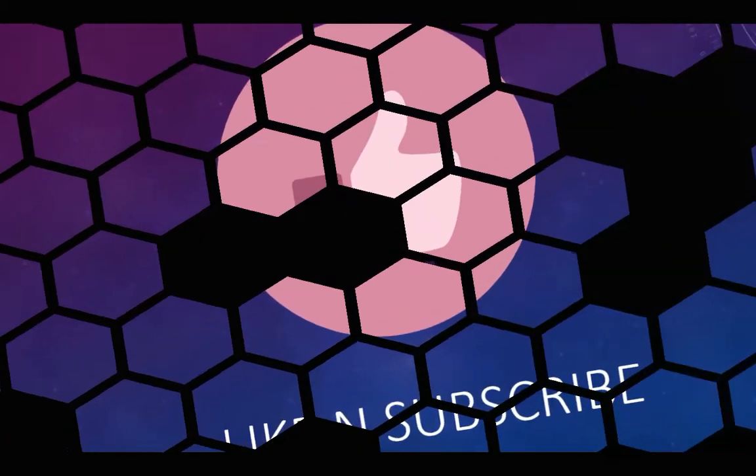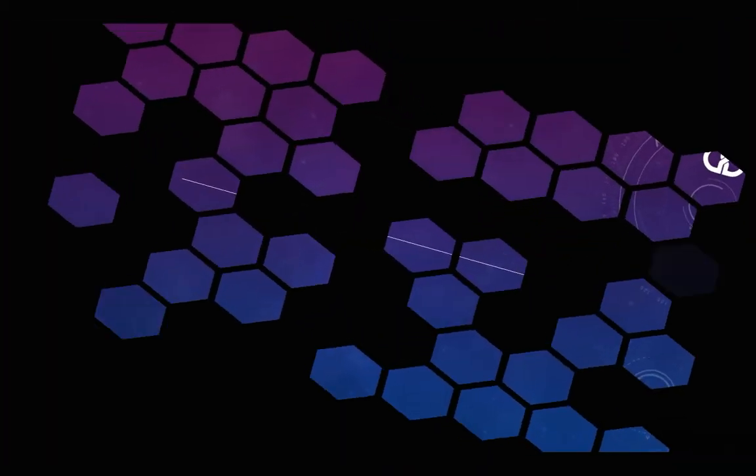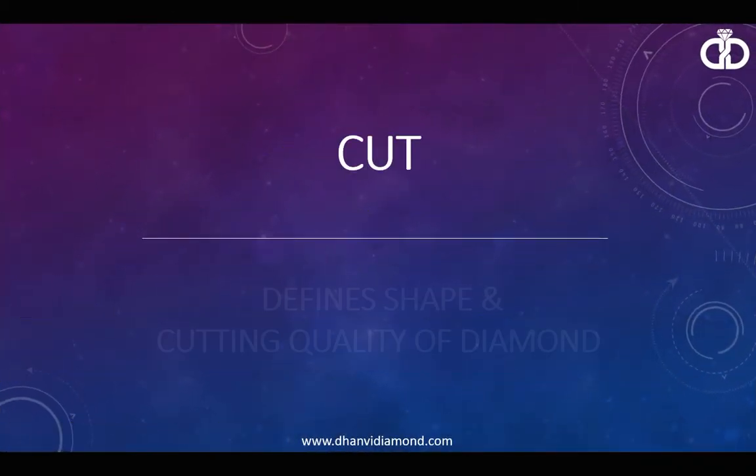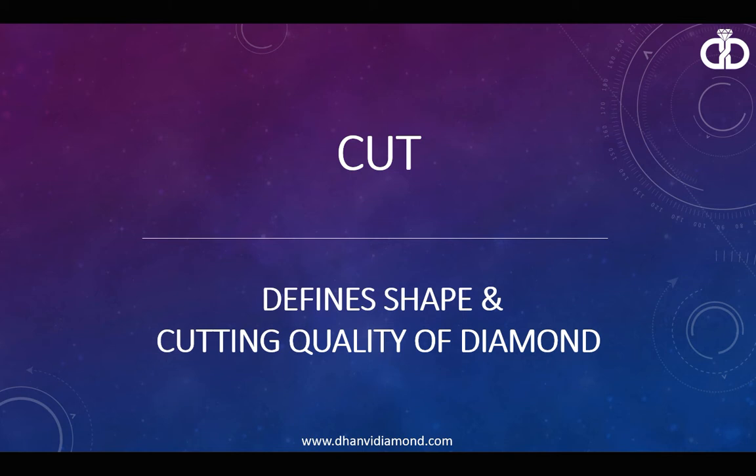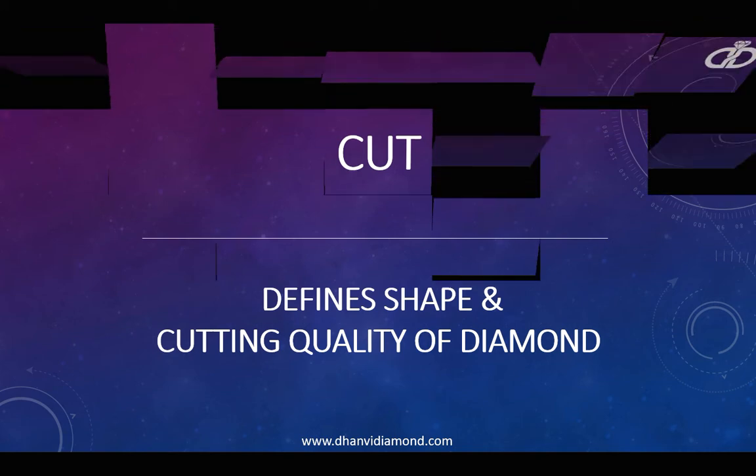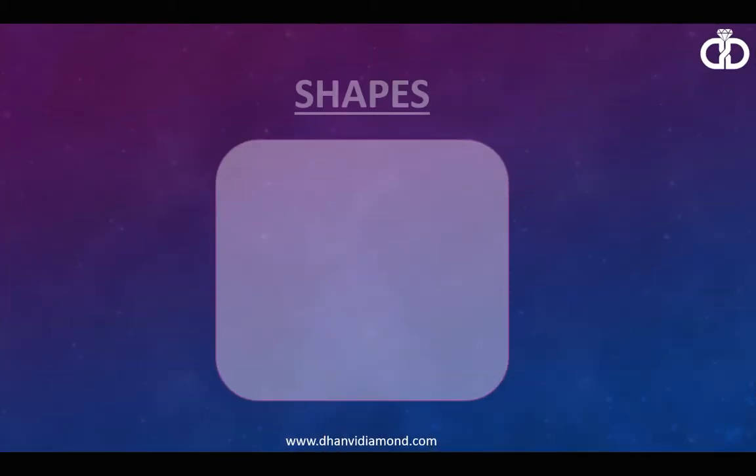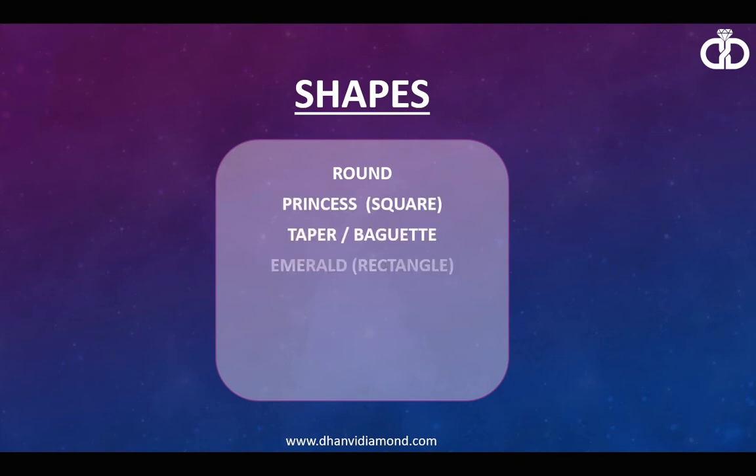Our subject today, next, is obviously cut. Cut grade defines not just the shape but also the cutting quality of diamonds, because cutting quality is very important. It directly enhances the luster and the brilliance in diamonds. A good cutting will enhance the luster, obviously, and it's the luster and brilliance that one likes and one buys the diamond for. So we'll talk about the shapes first.